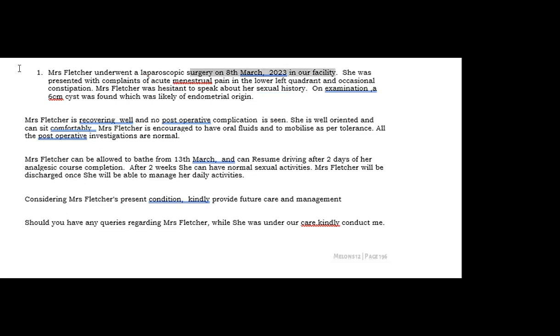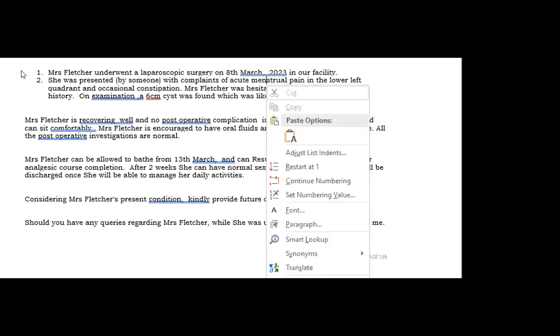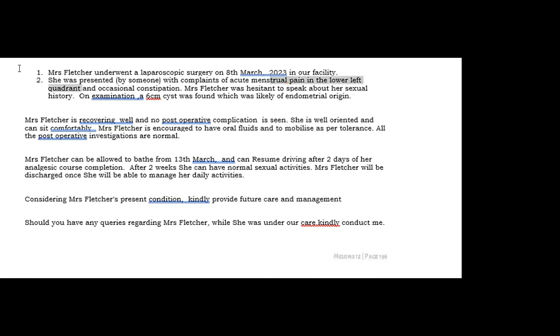Okay, this is sentence number 1. "She was presented." Is this passive or active? At least tell me that. Passive. She was presented by somebody. Okay, maybe this is not here, but still you can understand. By someone, with complaints of acute menstrual pain in the lower left quadrant and occasional constipation.